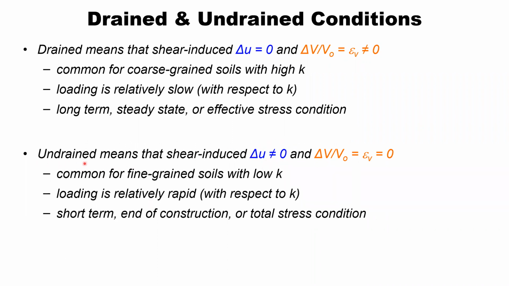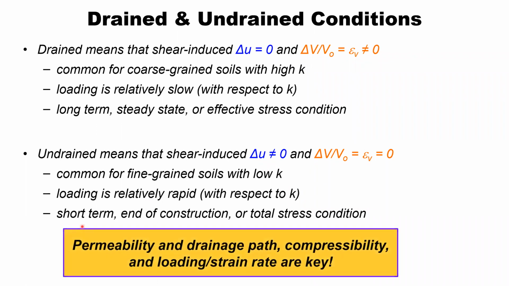We get undrained conditions. You also hear the concept short-term, end of construction, or total stress condition. But the keys here are the permeability and drainage path, which goes along with permeability. That is, how fast can water move through the soil structure and how far does it have to go, the drainage path. Compressibility, that is how much water has to escape the soil, and how fast the soil is being loaded are the keys to whether the soil is likely to behave under a drained condition or undrained condition.